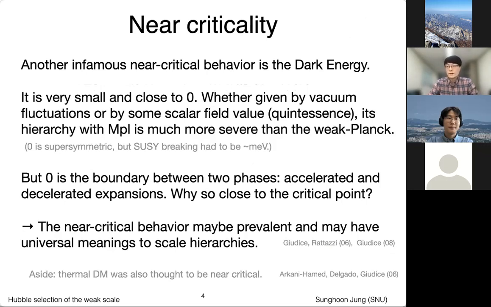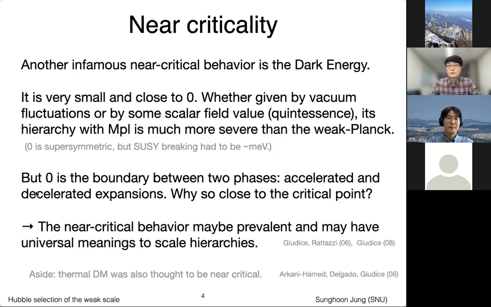And whether it's given by vacuum fluctuations or by some scalar field value in the quintessence framework, its hierarchy with the Planck scale, which is also the cutoff scale, is much, much more severe than the weak-Planck hierarchy problem, right? If it's explained by a dynamical or symmetry reason, zero could be thought of as the supersymmetric limit. But if supersymmetry explained the zero or very small dark energy, the SUSY breaking had to be around the dark energy scale, which is milli-electron volt, and SUSY particles had to be around there, but we haven't seen them. So such a symmetry explanation is unlikely for the dark energy.